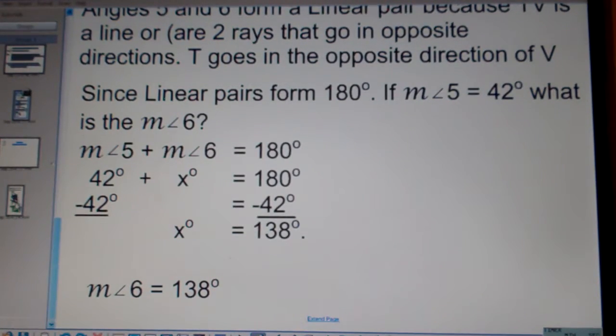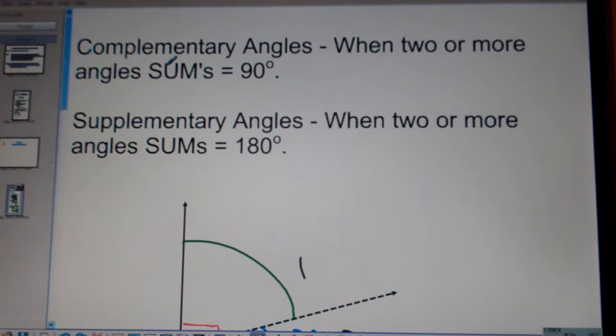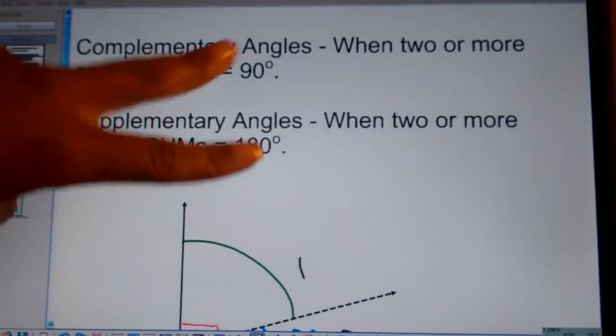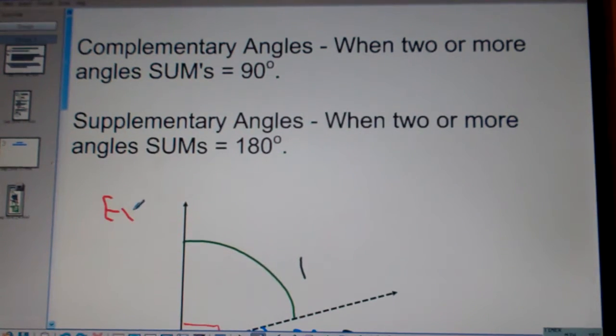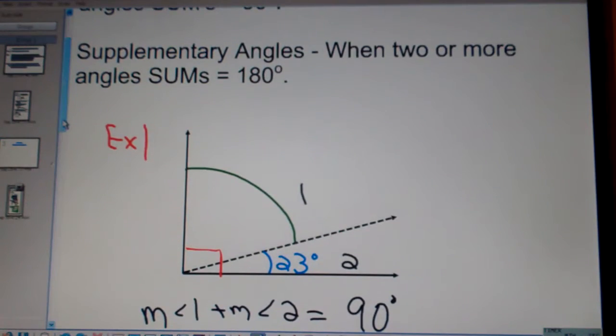Now looking at angles, some more definitions for you. Complementary angles are when you have two or more angles and their sum total equals 90 degrees. Supplementary angles are when you have two or more angles whose total sum equals 180 degrees. So complementary is 90 degrees, supplementary will equal 180 degrees. Let's look here at example 1. In example 1, we have this diagram.